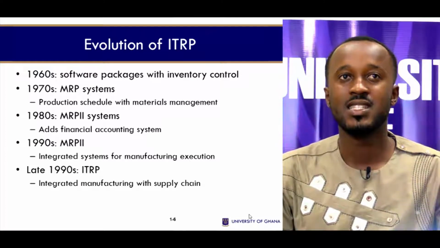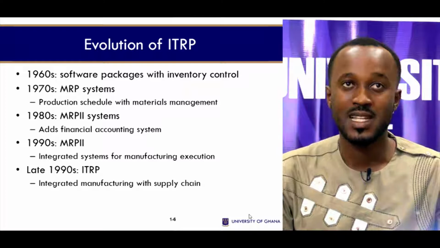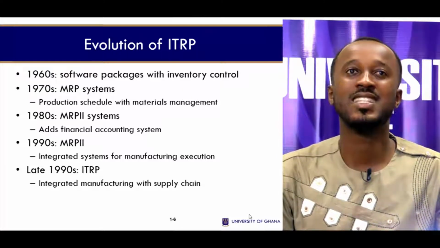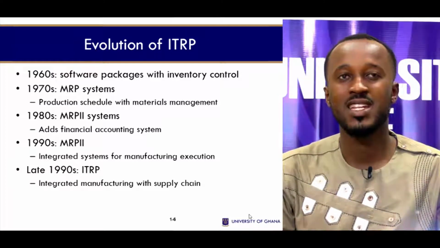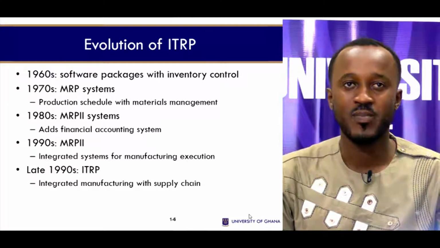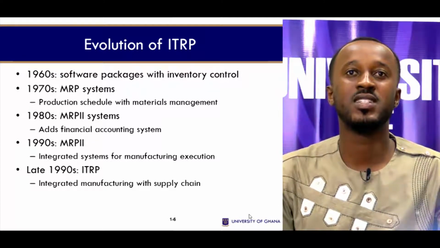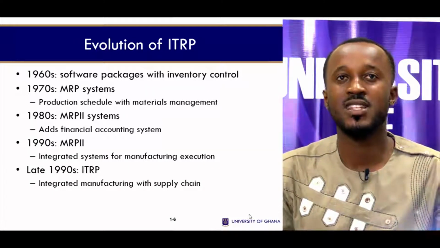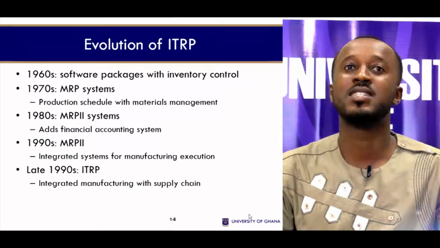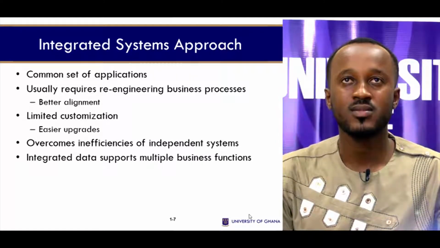Getting to the 90s, the version 2 of the material requirements planning systems had added on an integrated system for manufacturing execution. Then later on, at the tail end of the 90s, there was an integration of the manufacturing with supply chain. So eventually, this led the material requirements planning systems to become information technology resource planning systems.